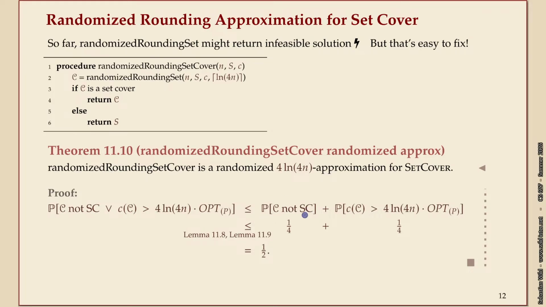So this was that the algorithm doesn't output a set cover. And this was the Markov inequality from the previous slide. So in total, with probability 1/2, we get something that's at least as good as that. And with probability 1, we get something feasible.